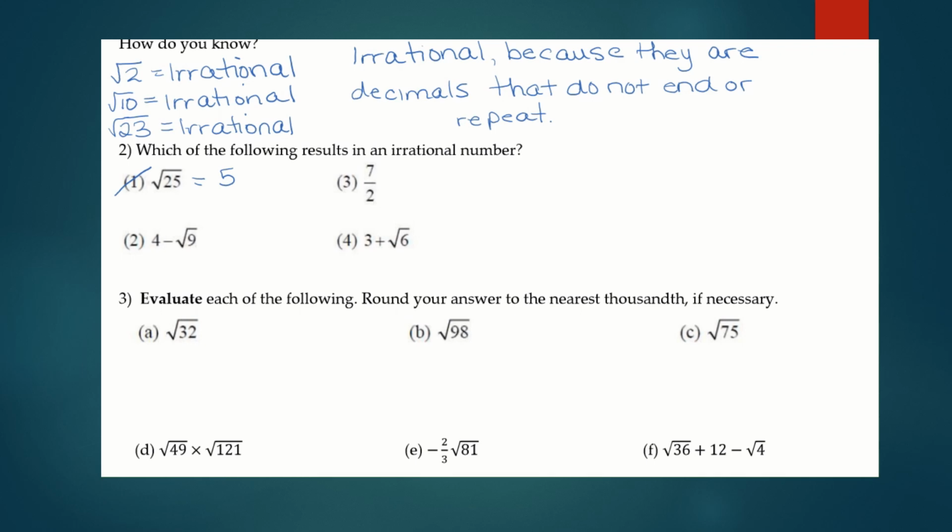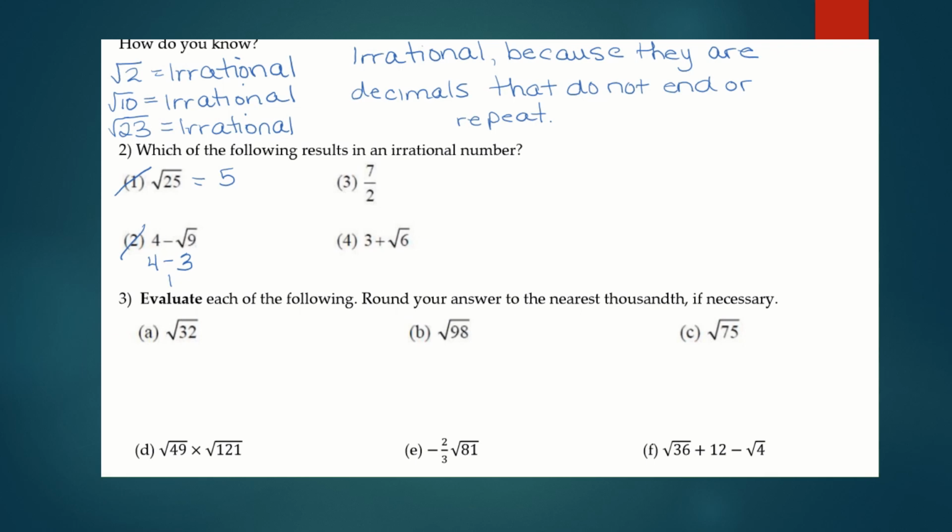If I look at number 2, and I actually do the subtraction here, 4 minus the square root of 9. I'm just going to quickly check what the square root of 9 is, and when I type that in, I get 3. So 9 is another perfect square because 3 times 3 is 9. Now if I simplify, 4 minus 3 gives me 1. So 1 is a whole number. It is not a decimal that doesn't end or doesn't repeat. So that is a rational number.